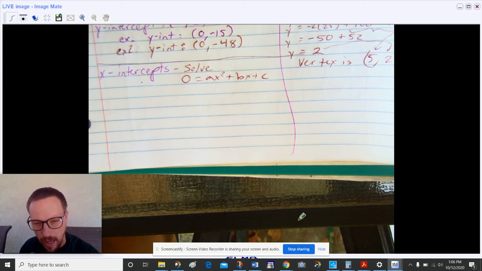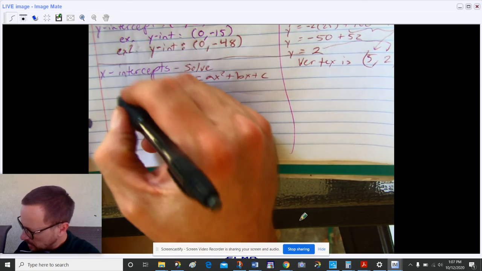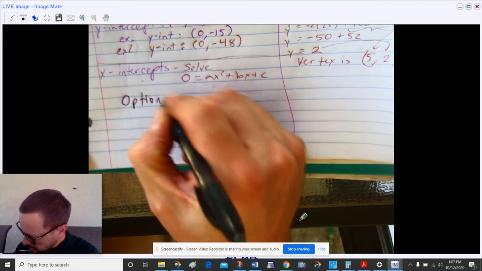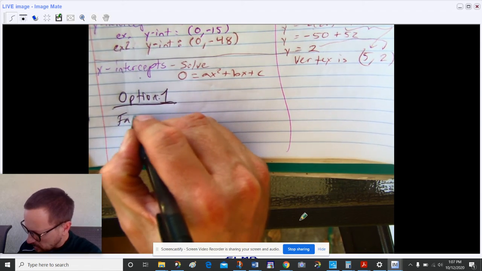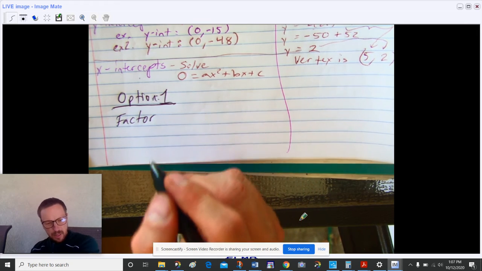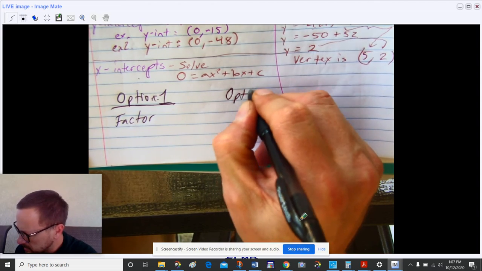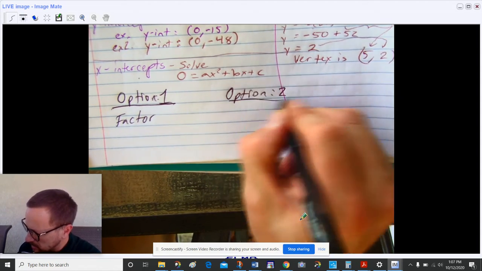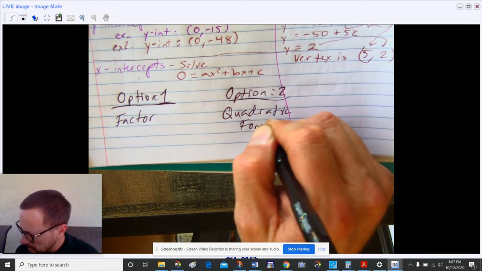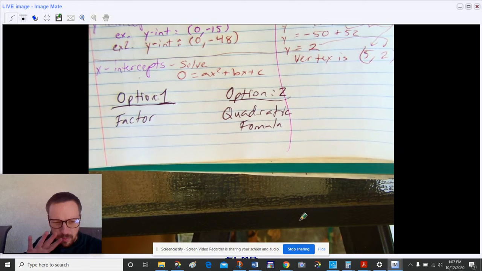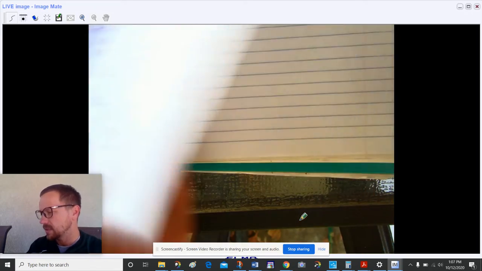So here are our options. We have 2 main options. Option 1, if you can do it, you should try first: factor. If you're good at factoring, I would say that's option 1. Option 2 is if factoring doesn't work, then we use the quadratic formula. Okay? So either one of those will be fine. Personally, I prefer to factor if I can, quadratic formula if you can't.